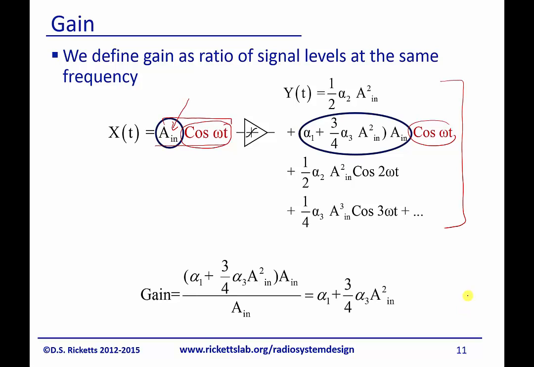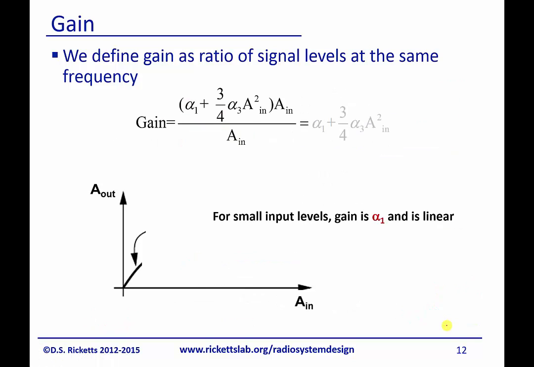And we're going to define the gain, and this is only valid for cosine of omega t, just for this one frequency, as the ratio of the output to the input. I can simplify that, and I can actually simplify that one more step. And I'm going to do this for convenience later on. Okay, where I've just pulled this alpha 1 out there.